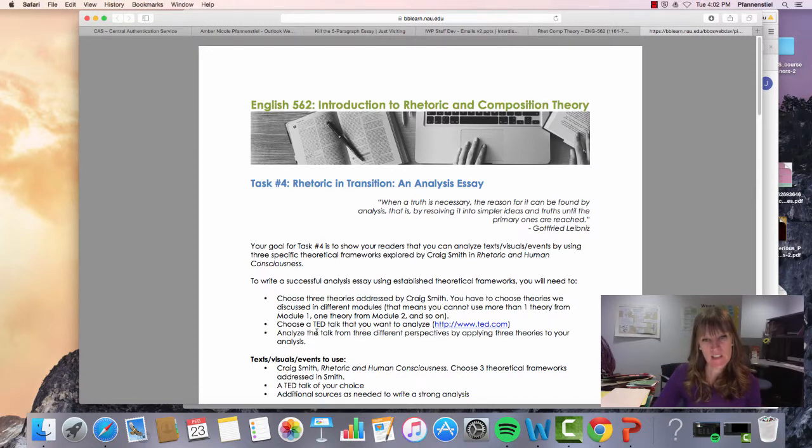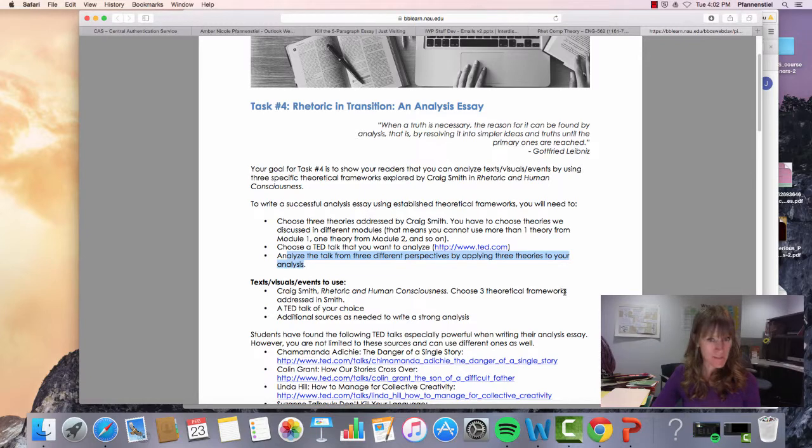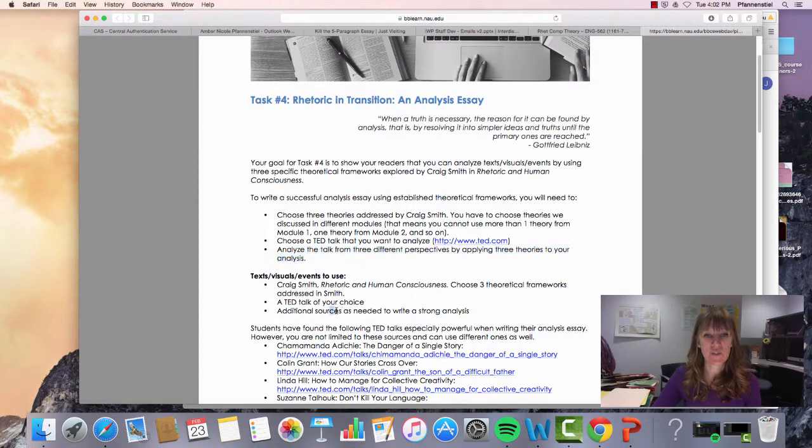So you'll choose a TED Talk that you want to analyze, and you'll analyze the talk from the 3 different perspectives. Your texts are going to be Craig Smith, the TED Talk of your choice, and then additional sources as needed to write a strong analysis. So there are a few theorists that might need additional information to support them or to fully develop their particular ideas as you're moving forward with this analysis.